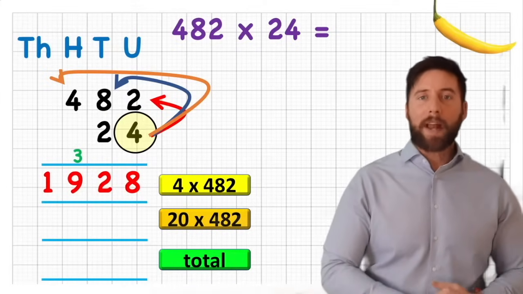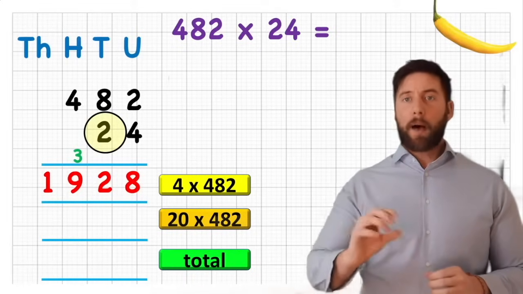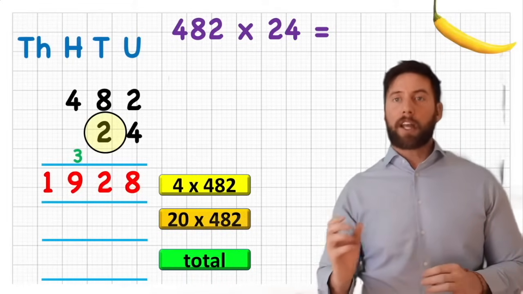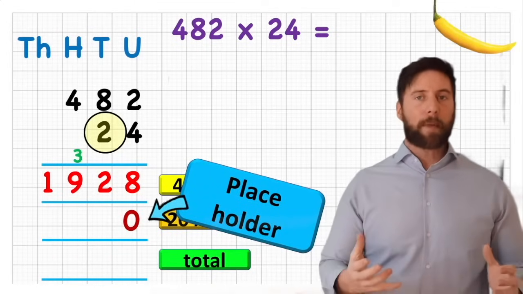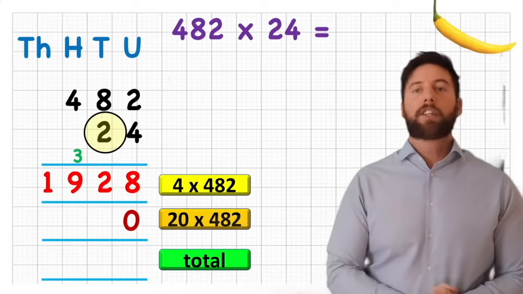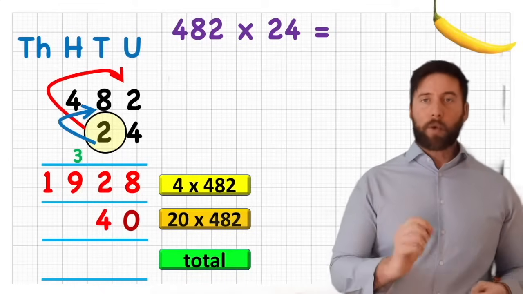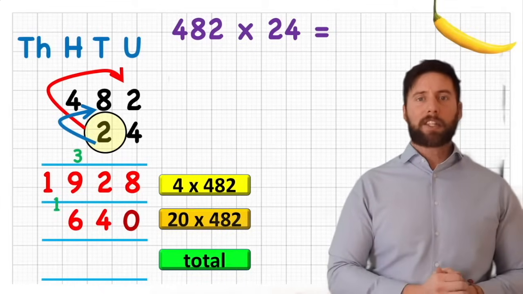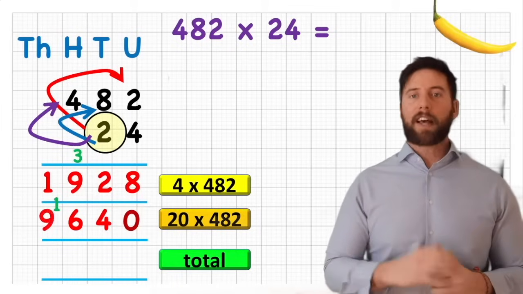Now my next question is 20 times 482. So we don't like 20, so let's make it 10 times smaller and put it as a 2, but that means we need to make our answer 10 times larger so we actually get the correct answer. So I'm going to put my placeholder in place. Okay, great. Now it's just going to be 2 times 482. So 2 times 2 is 4, add that in. 2 times 8 is 16, put the 1 across, put my 6 in place, good. 2 times 4 is 8, plus the 1, 9.